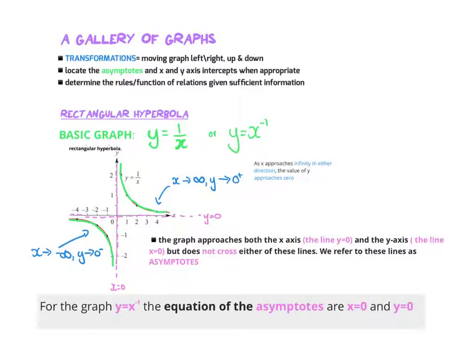Okay, today we're going to begin the gallery of graphs topic or area of study, and we're going to look at all different types of graphs. So we always have a basic graph, and then we'll do some transformations. Transformations are when we move the graph left or right or up and down. We saw a little bit of that when we did quadratics.